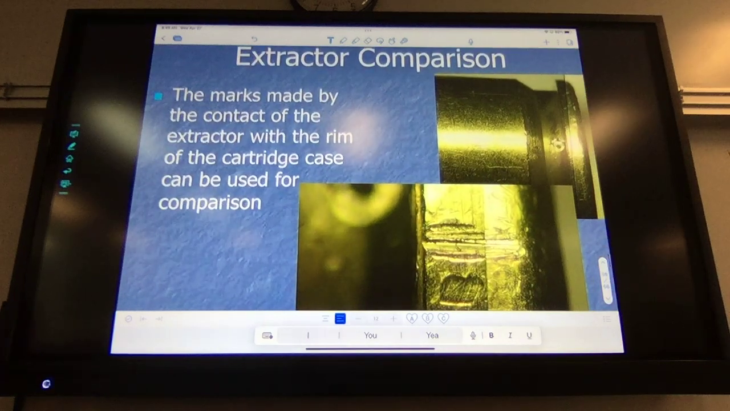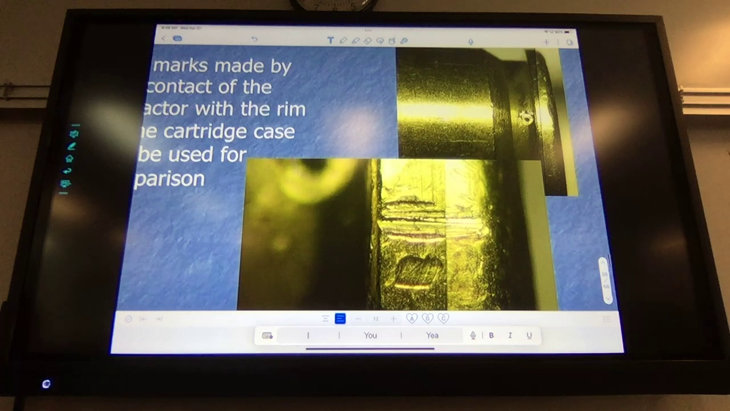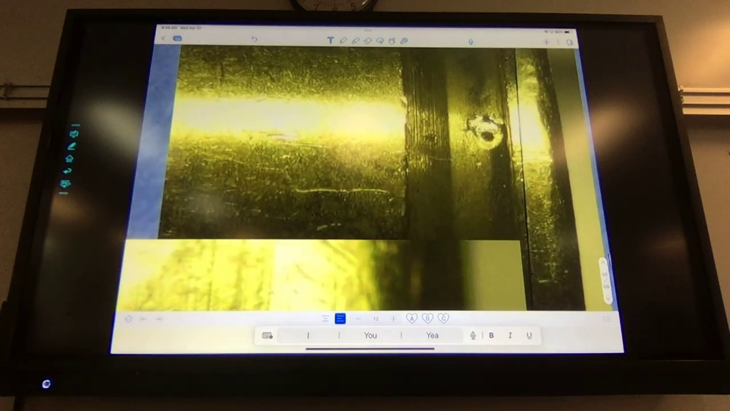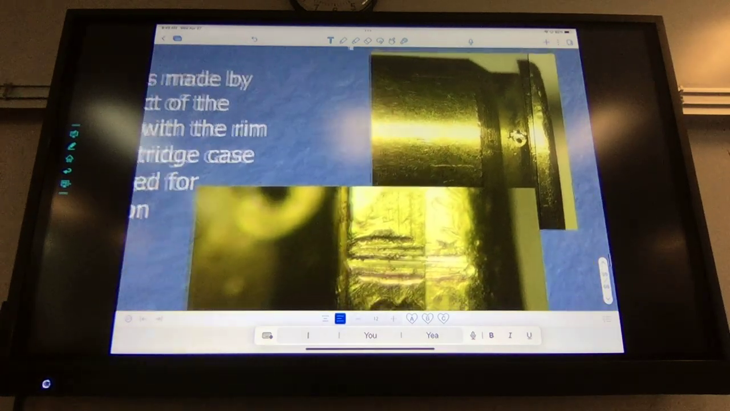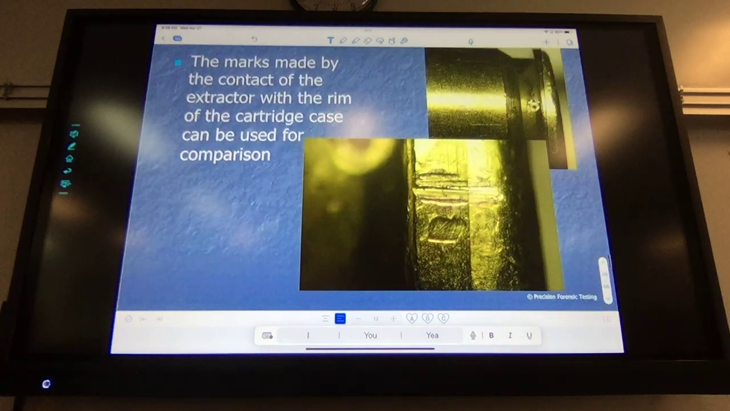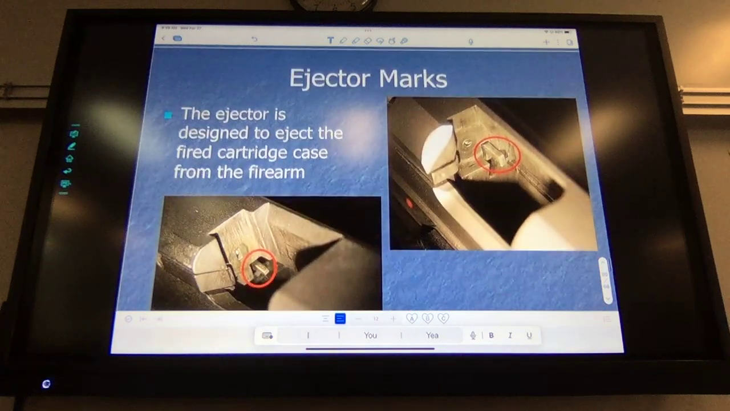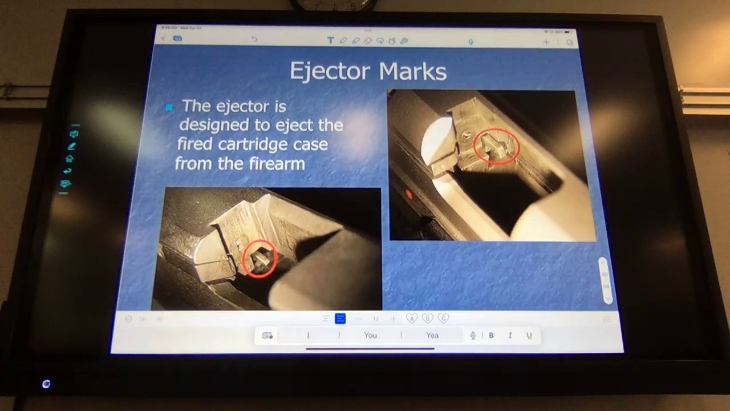So you can see the extractor mark. These are 2 different types. So you're looking for these marks on the side of the bullet cartridge. It's on the rim of the cartridge case. The ejector needs to fling this out of the barrel after the extractor extracted it out of the chamber. Then the ejector throws it away from the gun.